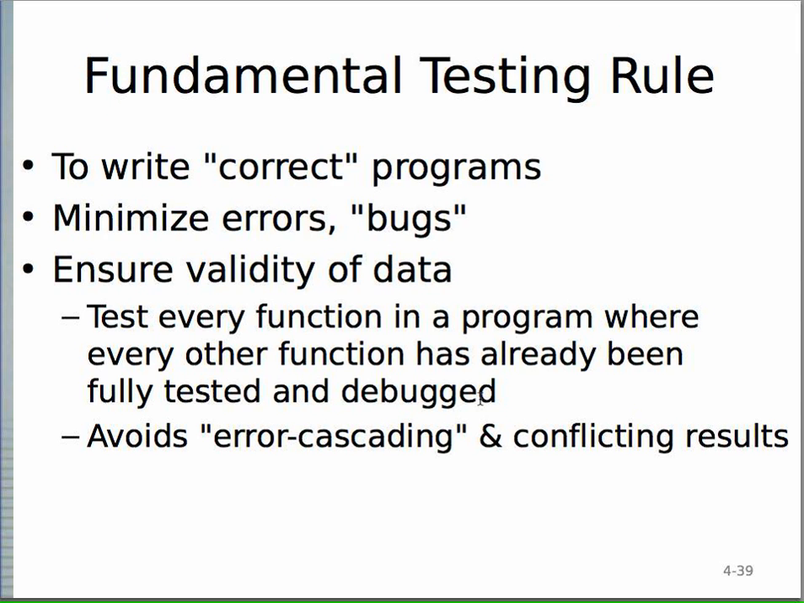Okay, so the fundamental testing rule: to write correct programs, that is programs that have correct behavior, you want to minimize errors, that is bugs, and you want to ensure the validity of all input. So test every function in a program where every other function has already been fully tested and debugged. Avoid cascading of errors, that is, one function has a bug in it, and if it calls some other functions, then those errors propagate, and it might be very hard to trace where the error popped up.